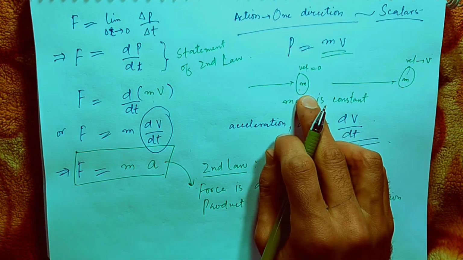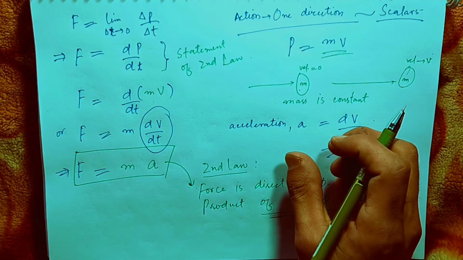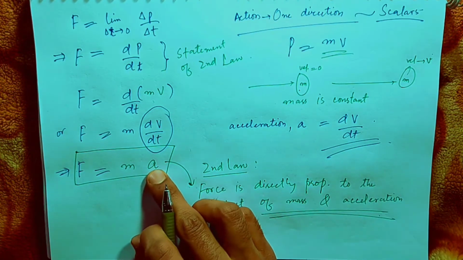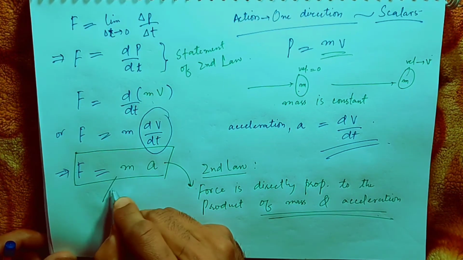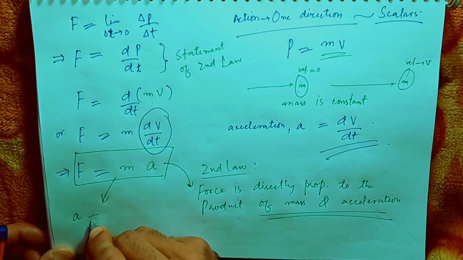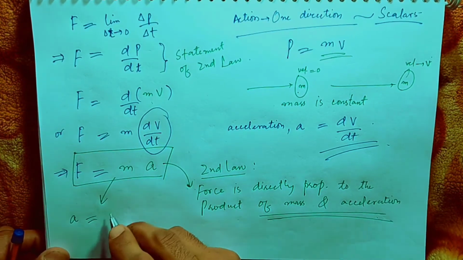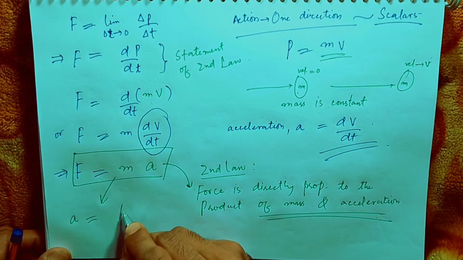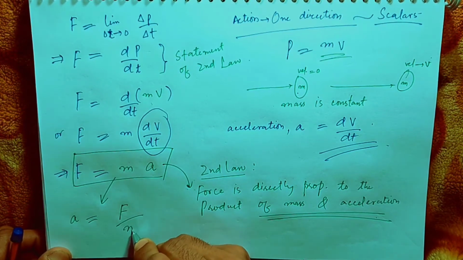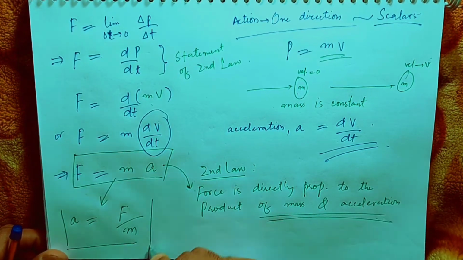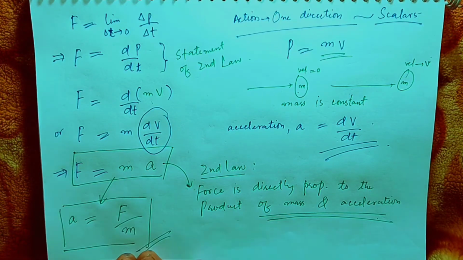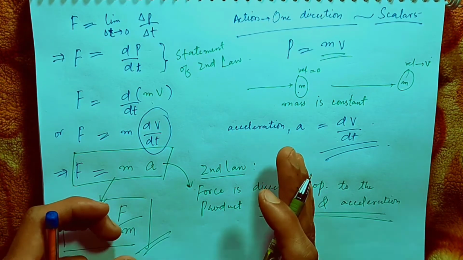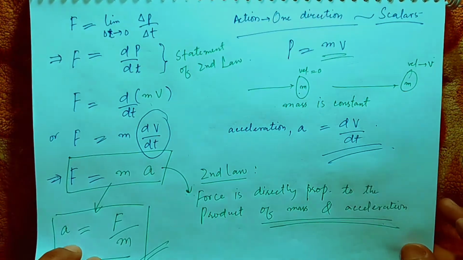So if at any instant we apply some force, we will ultimately get the acceleration caused by that force. And from this we can derive the acceleration. The acceleration of the body at any instant when the force is applied is equal to force divided by mass. This is the acceleration caused by that very force at any instant of time.